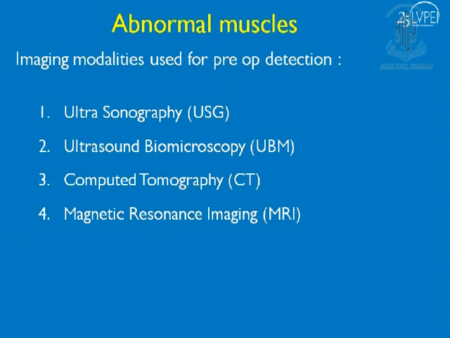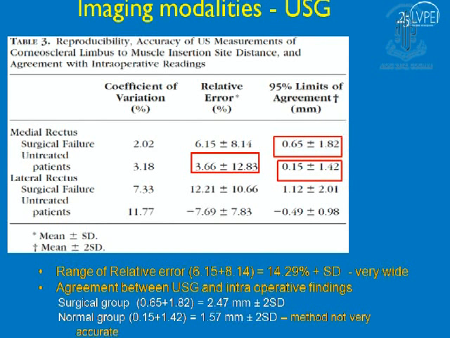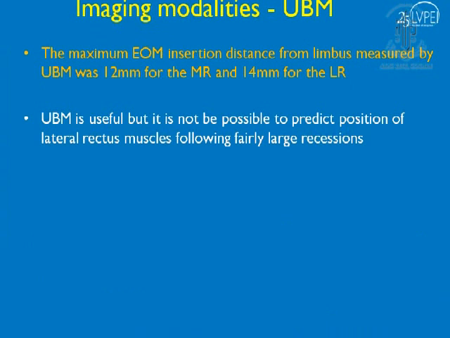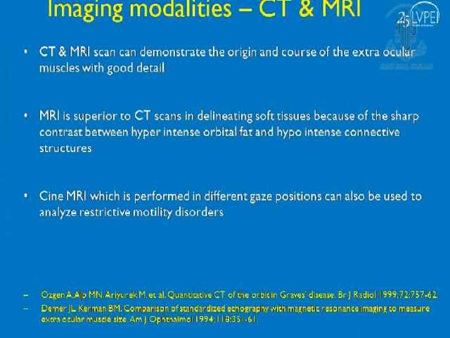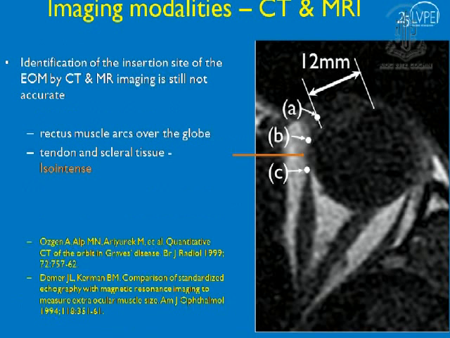So, are there any clues or any investigations which can be useful in predicting the presence of such a problem? We have tried ultrasonography, UBM, CT and MRI. All these have their own limitations, and at the present moment these have a poor reproducibility. The same goes for ultrasound, UBM, CT and MRI, though they may be useful to a little extent in predicting what could be the position of the muscles. So we have to rely mostly on the intraoperative findings in such cases.